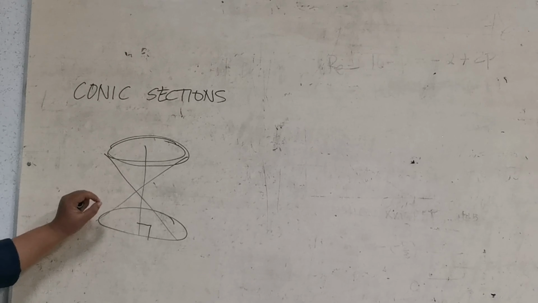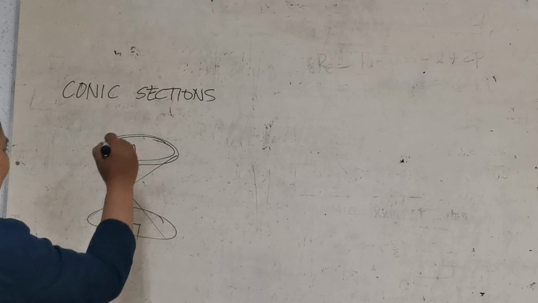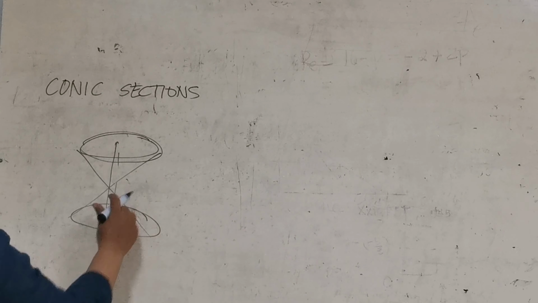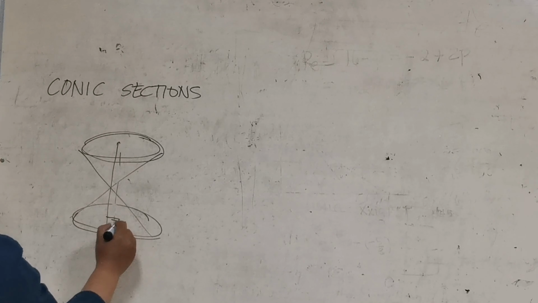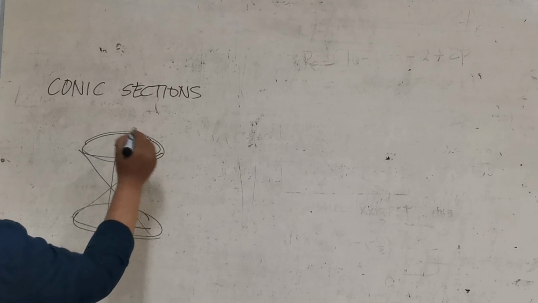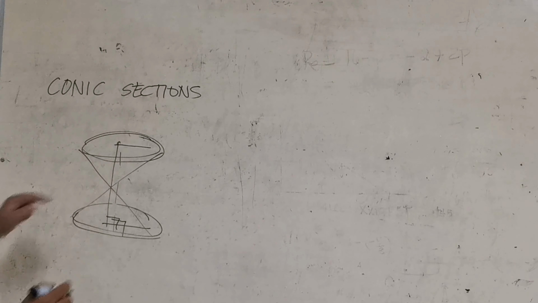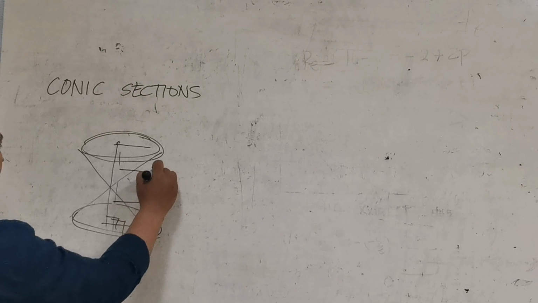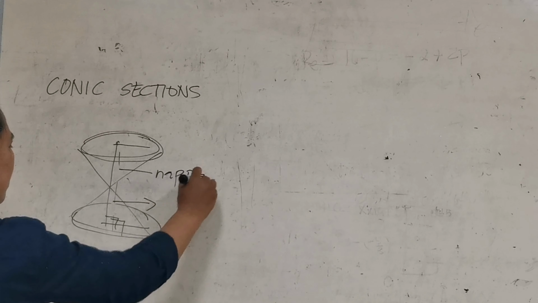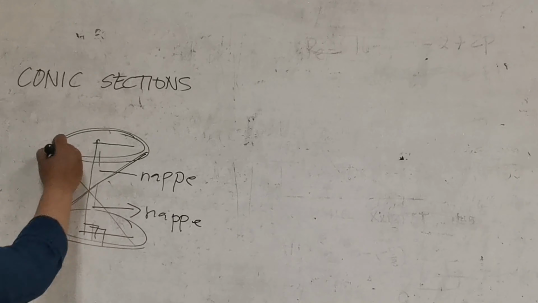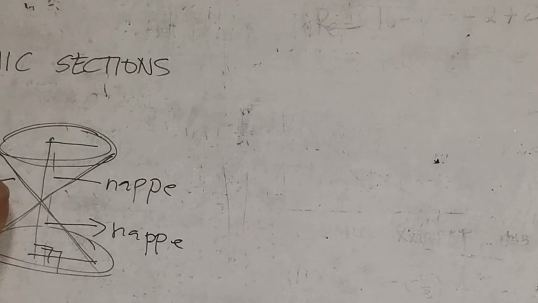Sorry for the illustrations. Medyo hindi sumakto. So these are the nappes. This will be called the nappe. And these are the generators.